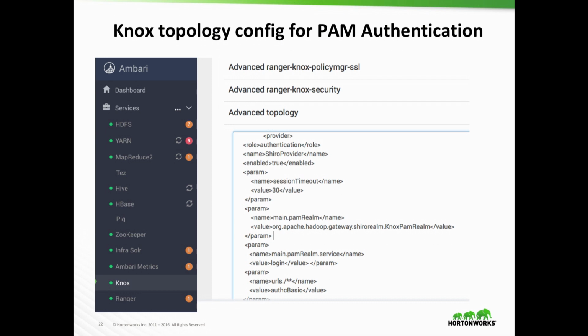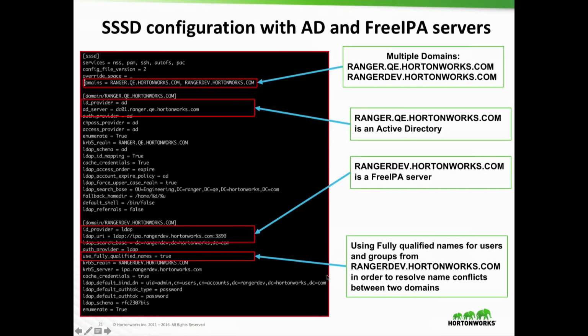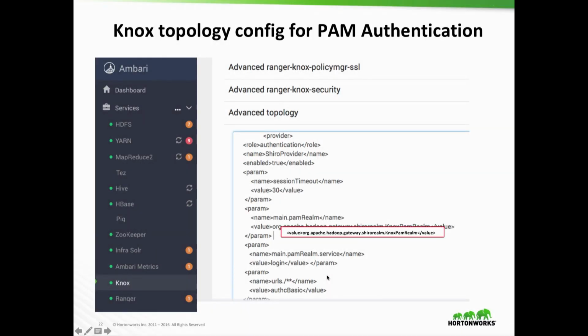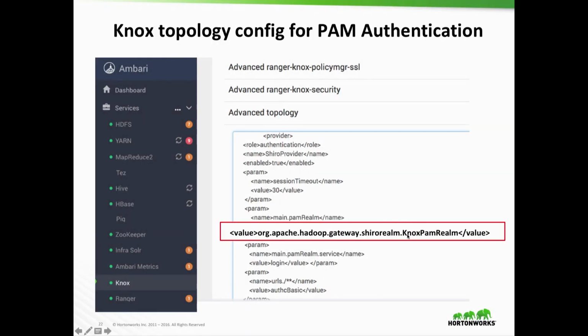So the configuration on Knox for PAM authentication is pretty simple. There is one place we need to configure, which is the advanced topology. The realm you need to specify as KnoxPamRealm.